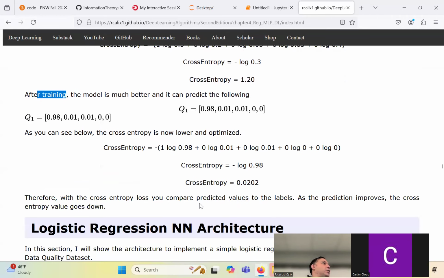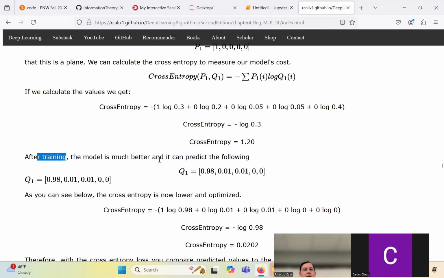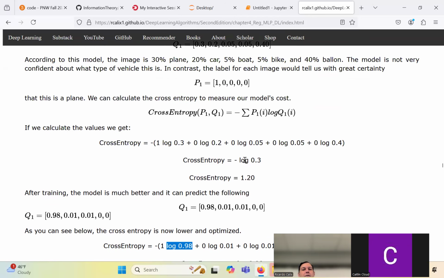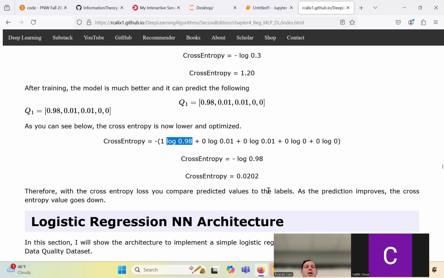So now if we recalculate the multi-class cross entropy for this value, we can see below that the cross entropy is now lower and optimized. So you can see here, 1, because it was a 1, right? The real is 1, and the predicted is log of 0.98. Do you see that, guys? Does this make sense? And then for the other ones, they're just 0.01, 0.01, 0, 0, right? And they were 0 in here. So it actually solves very easily. But if we calculate this cross entropy, notice that it is equal to 0.02.